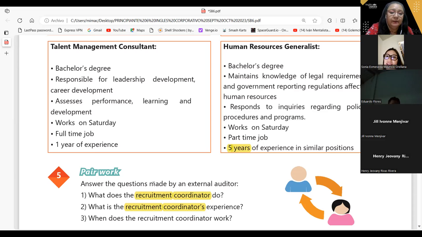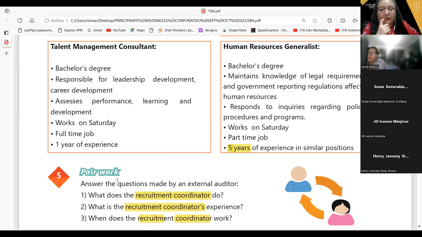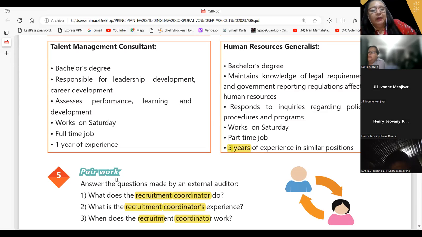Okay, Miss Carla. Miss Minero, are you there? Yes. Carla Minero, you ask question number three. But remember, you have to replace the recruitment coordinator by talent management consultant. And you say the name of the classmate who is going to answer, okay? When does the talent management consultant work? No le escuché, teacher. Okay, when does the talent management consultant work?